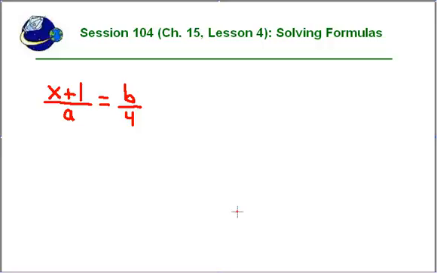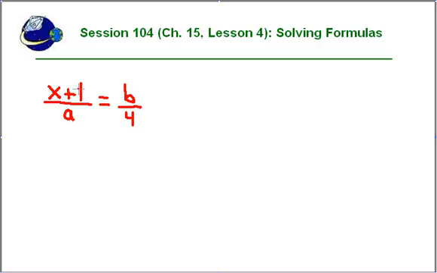Here in session 104, we're going to be solving different kinds of formulas, which are just different types of equations. Here I've gone ahead and made up a formula, x plus 1 over a equals b over 4. Now let's say that we need to rewrite this formula in terms of x. In other words, we want x isolated all by itself on one side of the equation. Well, we just go through and use our normal algebraic strategies to solve it.